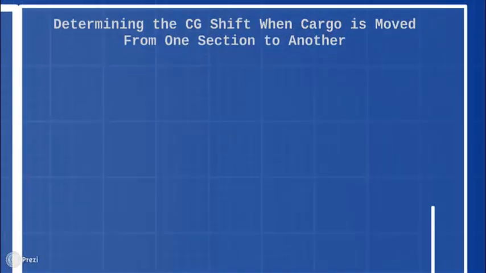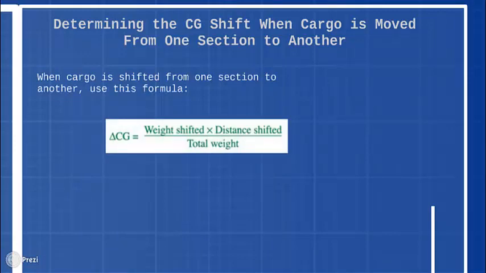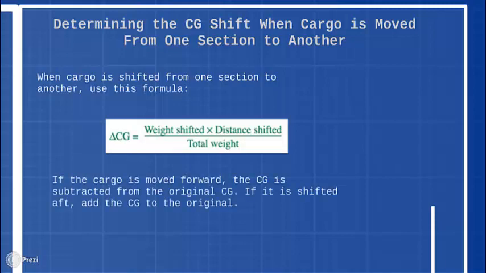Determining the CG shift when cargo is moved from one section to another. When cargo is shifted from one section to another, use this formula. Change in CG equals weight shifted times distance shifted all over total weight. If the cargo is moved forward, the change in CG is subtracted from the original CG. If it is shifted aft, add the change in CG to the original.